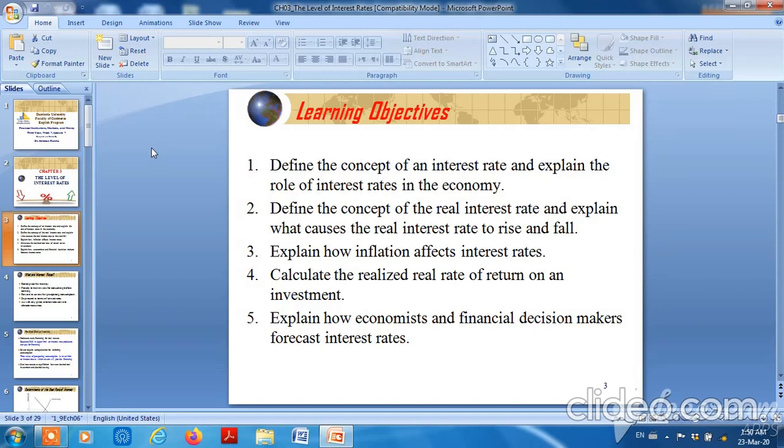Third objective is explain how inflation affects interest rates. Fourth, calculate the realized real rate of return on an investment. Fifth and the last one is explain how economists and financial decision makers forecast interest rates.